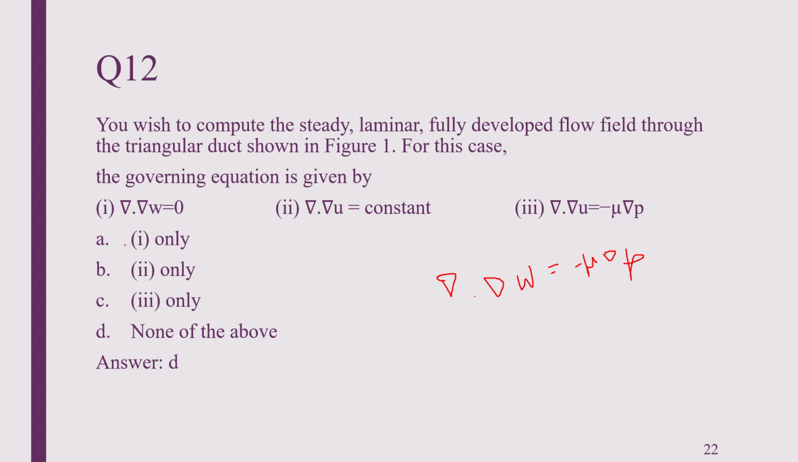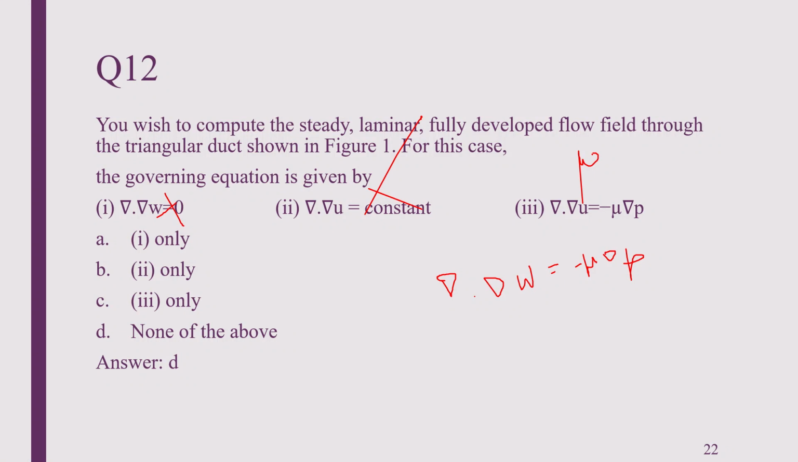But what is given? It is given as 0. So this is not the right answer. And del dot del u is a constant. Again, this is not right. And in option 3, it is given del dot del u is equal to minus μ by del p, but it should have been w. So option 3 is also wrong. So options 1, 2 and 3, all 3 are wrong. And option D is the right answer.